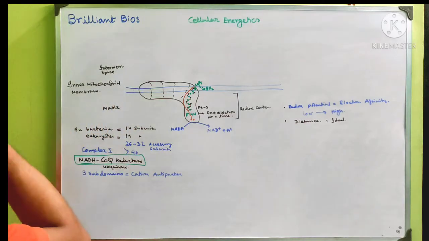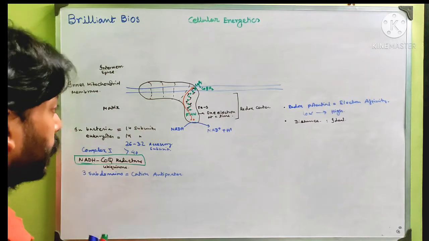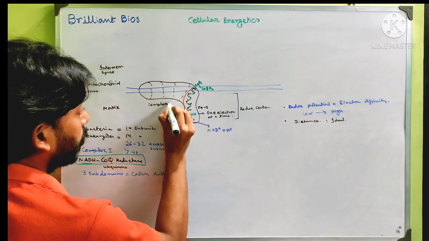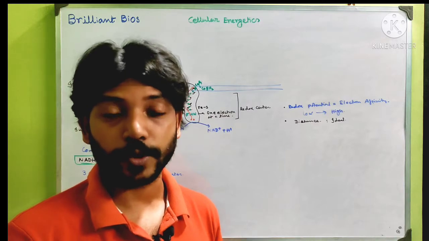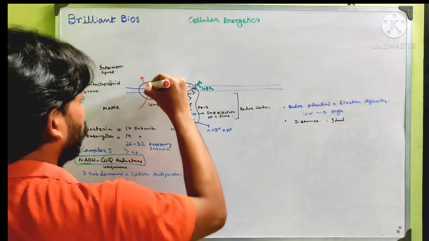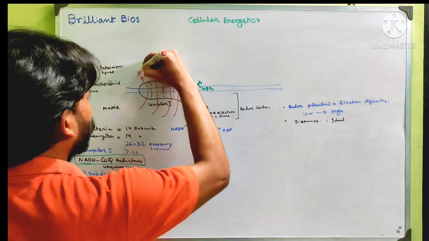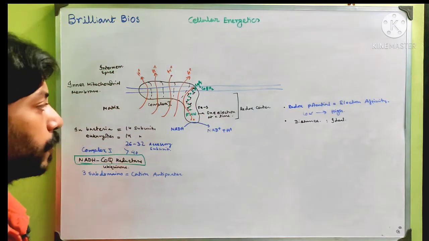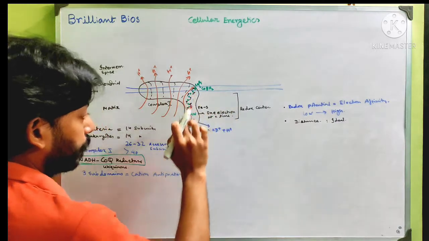Now the important point is how the structure of complex 1 helps in the transportation of protons, because it pumps protons. 4 protons are transported, 1, 2, 3 and 4. So 4 protons are transported out for each pair of electrons. You remember, each pair of electrons. And all these prosthetic groups transport electrons one at a time.